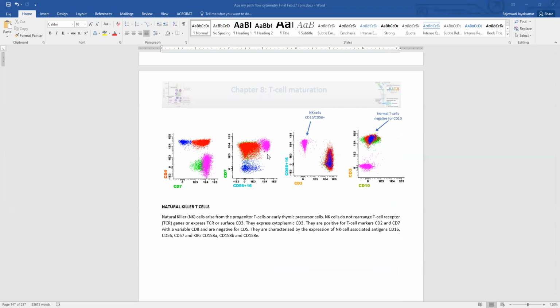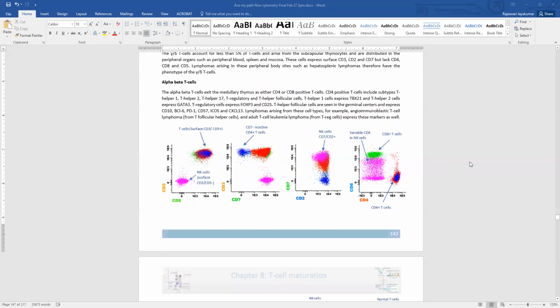CD16 and 56 is positive on NK cells, negative on the normal T cells. This is 3 and 16/56, where 3 is negative on NK cells, whereas 16/56 is negative on T cells, nicely showing the separation. And CD10 should be negative on normal T cells and NK cells. If you start seeing CD10 expression in T cells, then you should start worrying about angioimmunoblastic T cell lymphoma, or sometimes other T cell lymphomas can also express CD10, so you should start worrying about that. So this is about normal T cell and NK cell maturation. Thank you.